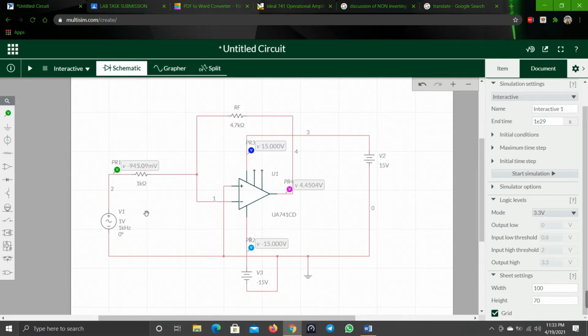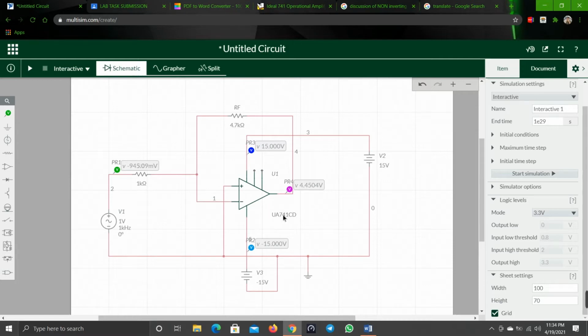You need to choose analog and choose the op-amp here, and choose the UA741 for the part number. So let's go to the next step.